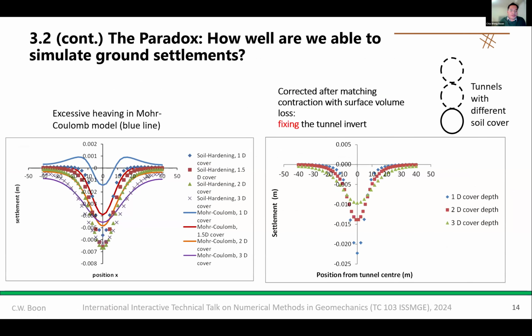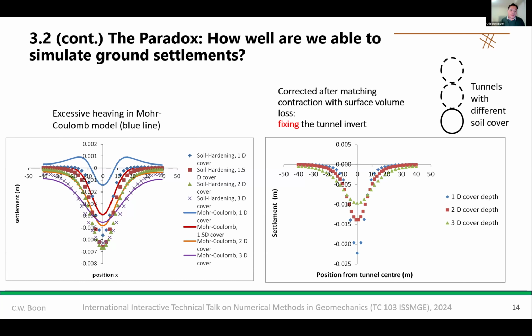This slide shows some finite element modeling where the blue line on the left shows excessive heaving using the Mohr Coulomb model. In order to get the right trend, one may need to exercise judgment by, for example, tweaking the numerical model by fixing the invert so that the right trend is obtained, that as the tunnel goes shallower, we get a deeper and narrower settlement trough.